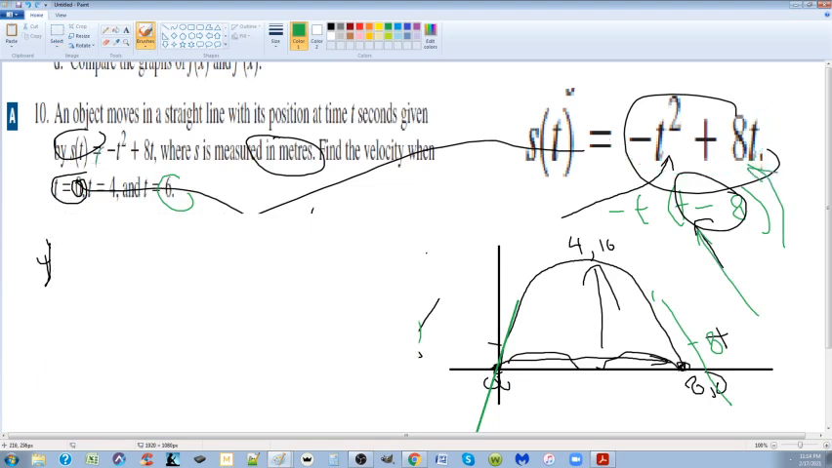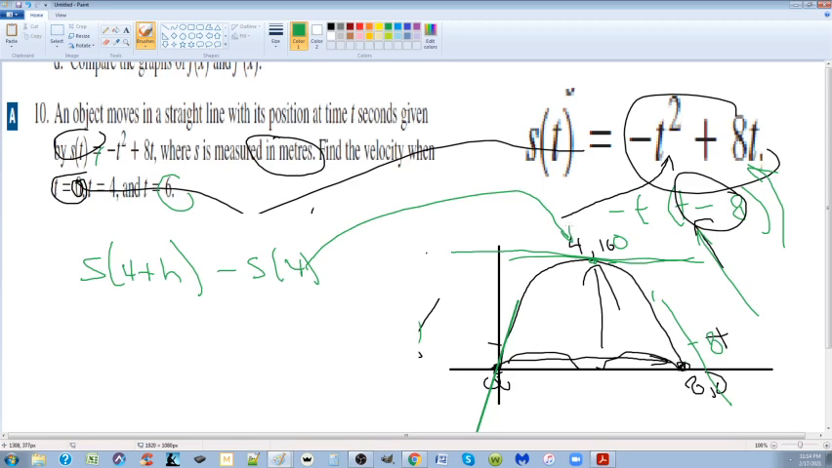So now we're going to solve for 4, and I don't have to, because I know 4 is the peak of this vertex, because I analyzed it, and at the peak of a vertex, the slope is 0. Now you can do the math of it if you want, and the math of it is this. You're going to do s of 4 plus h minus s of 4. And I know from what I just did, when I plug in 4, I get 16. So s of 4 is minus 16.